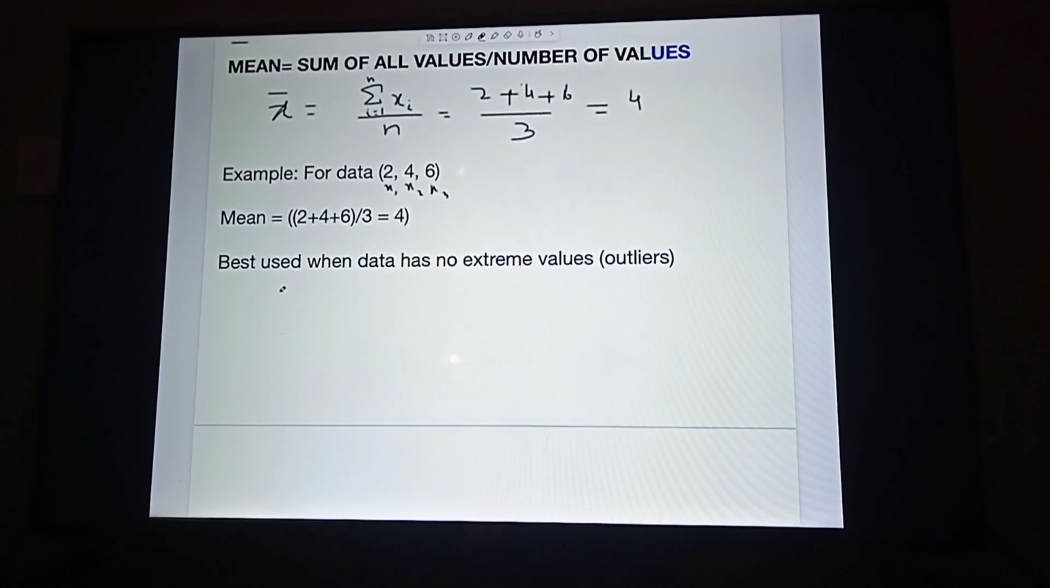The arithmetic mean is used when data has no extreme values, meaning not too large nor too small values. An outlier represents an extreme value in the data set.